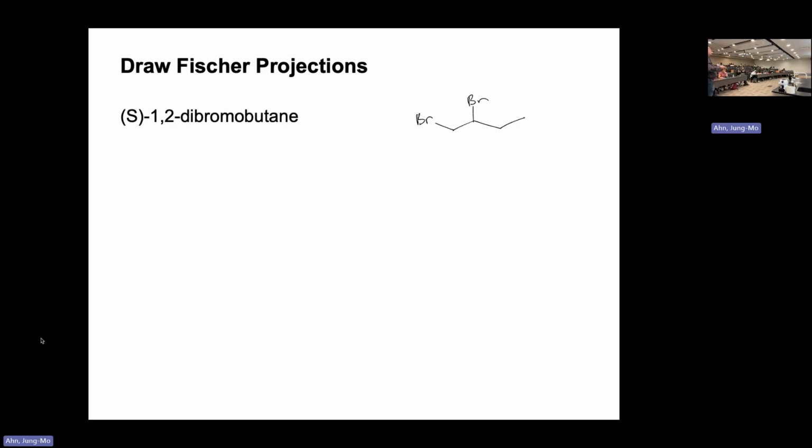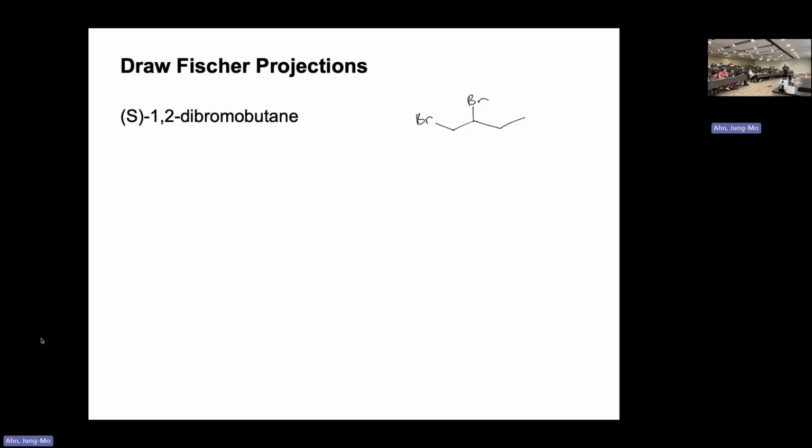Only one S is given, but this S configuration applies to either carbon number 1 or 2. It didn't say anything about the number here. So it's up to you to figure out which carbon this S configuration applies to. Is it going to apply to carbon number 1 or 2? Which means you need to figure out which one is the S carbon. Which one has 4 different substituents, right?